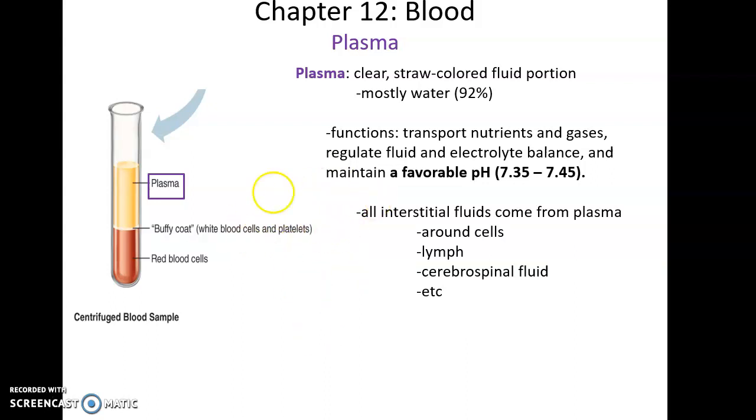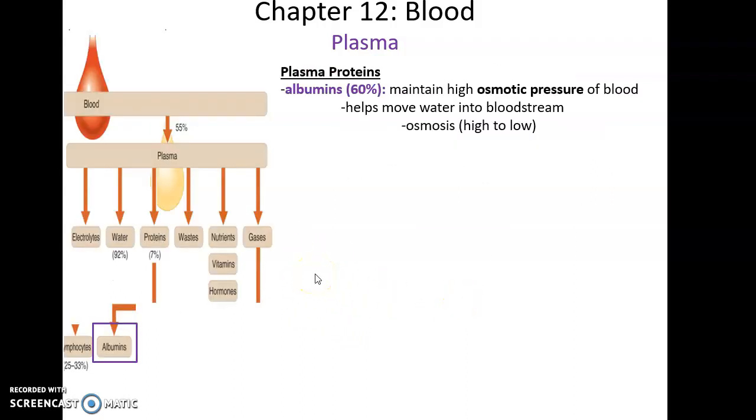Then all of the various fluids in our tissues and our body come from plasma in blood. So this includes the interstitial fluids surrounding cells found in tissues. It includes the lymph fluid for the lymphatic system. It includes the cerebrospinal fluid found surrounding the brain and spinal cord, and so on.